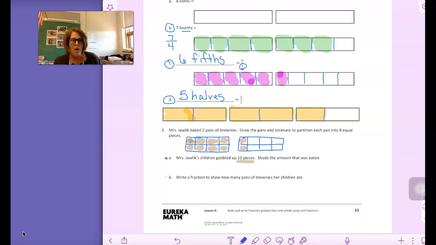Letter B says, write a fraction to show how many pans of brownies her children ate. Well, her children ate 10/8 brownies. That is also the same as 1 whole pan of brownies plus 2/8 more. That's how we write that. So you can keep it 10/8. That is perfectly fine because that's how we're showing fractions greater than 1. It's also the same as 1 whole and 2/8.